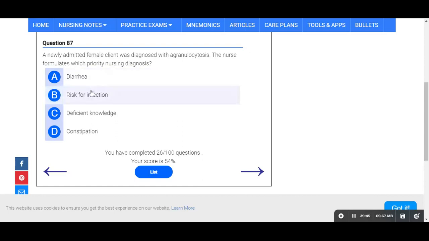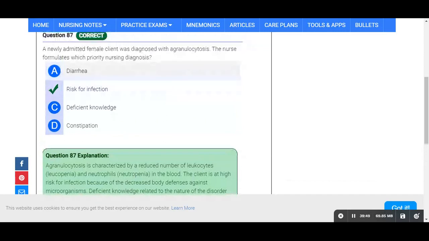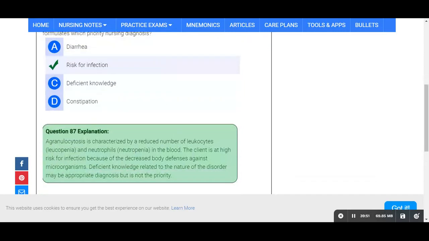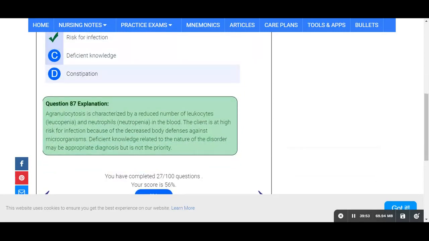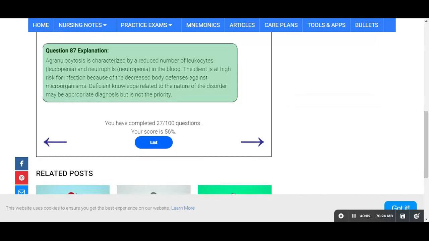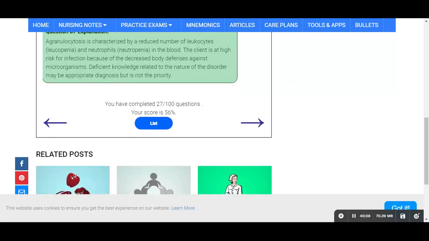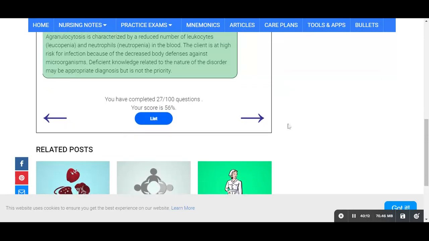Okay. Risk for infection, because we're talking about low amount of granulocytes in blood, and granulocytes are red blood cells. I mean, white blood cells, yeah. So agranulocytosis is characterized by reduced number of leukocytes, leukopenia, and neutrophils, neutropenia, in the blood. The client is at high risk for infection because of the decreased body defenses against microorganisms. The deficient knowledge related to the nature of the disorder may be an appropriate diagnosis, but it is not the priority.